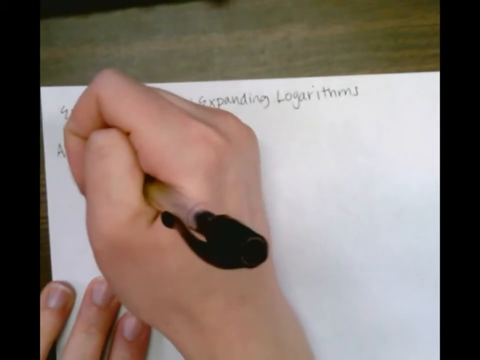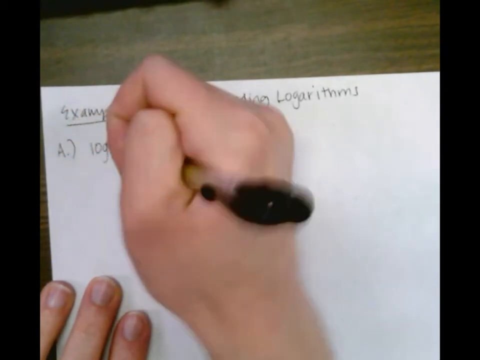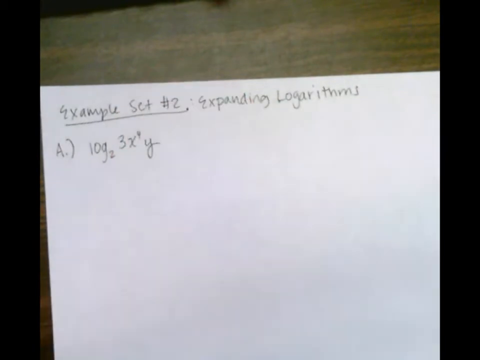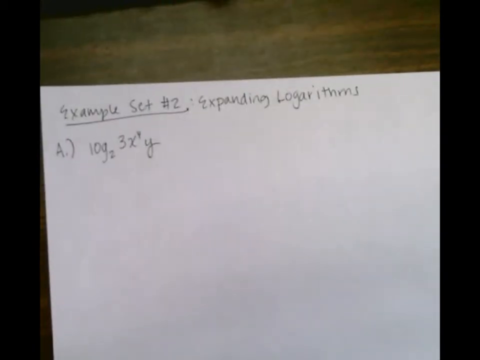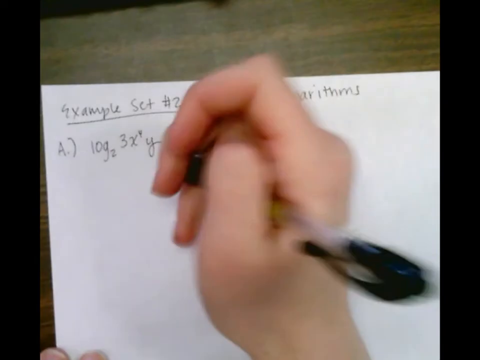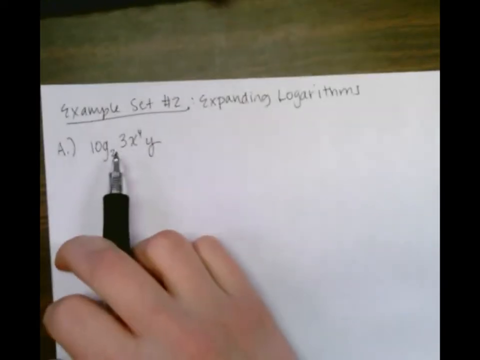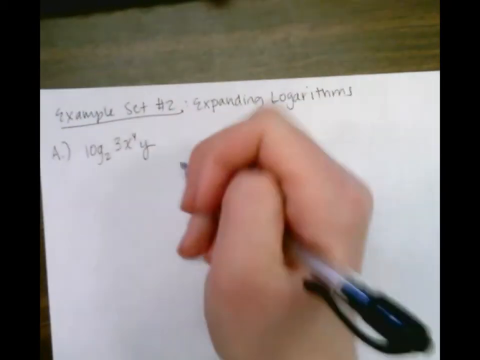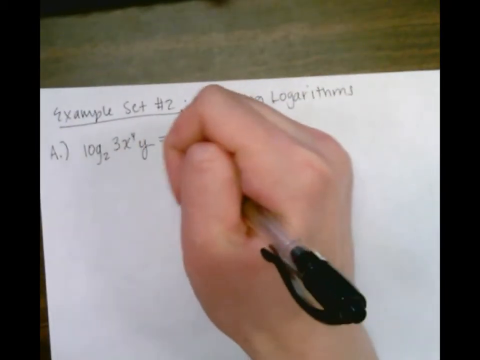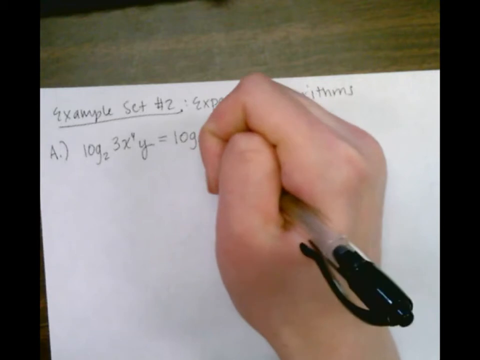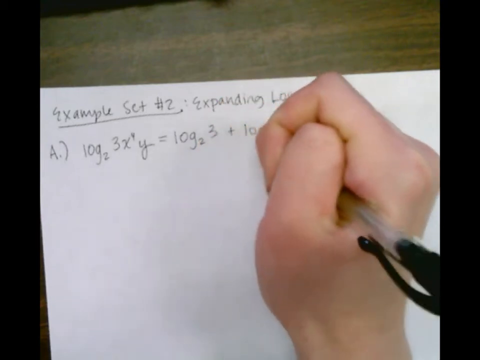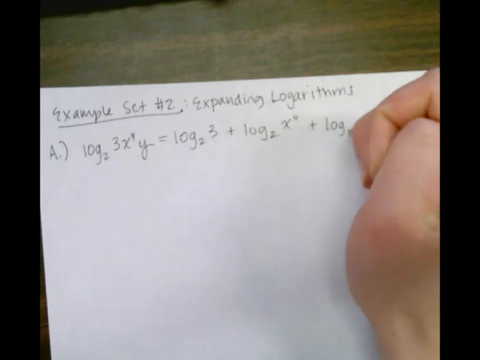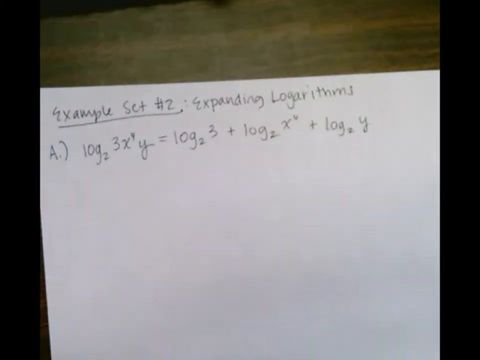So my first example is log base 2 of 3x to the 4th times y. If I'm expanding, I want to pull it apart. So it's currently a product of 3 things, 3, x to the 4th, and y. If I pull that apart using the product rule, it should be log base 2 of 3 plus log base 2 of x to the 4th plus log base 2 of y.